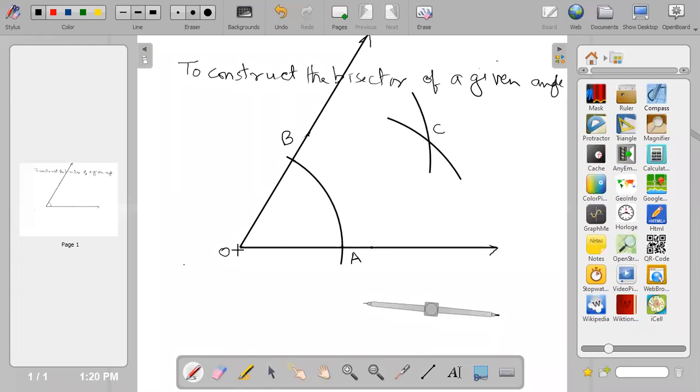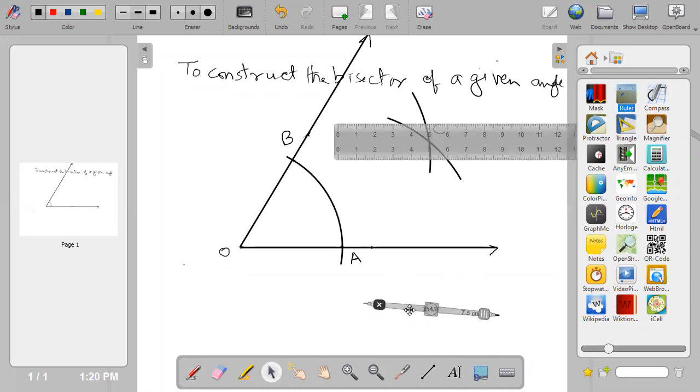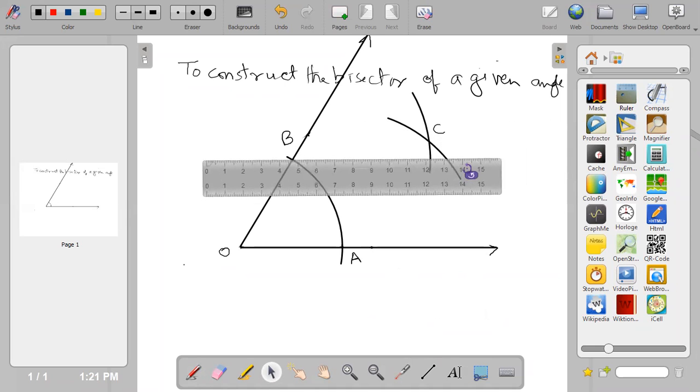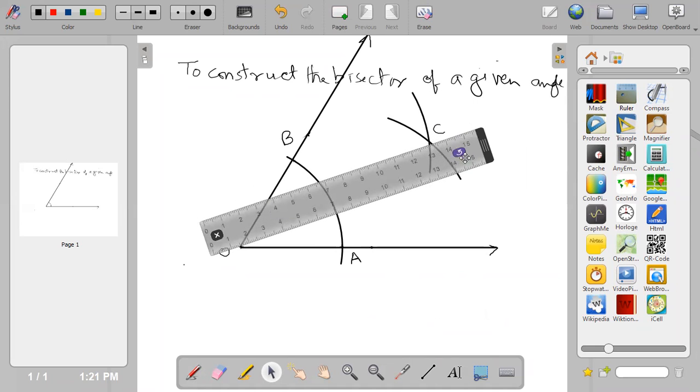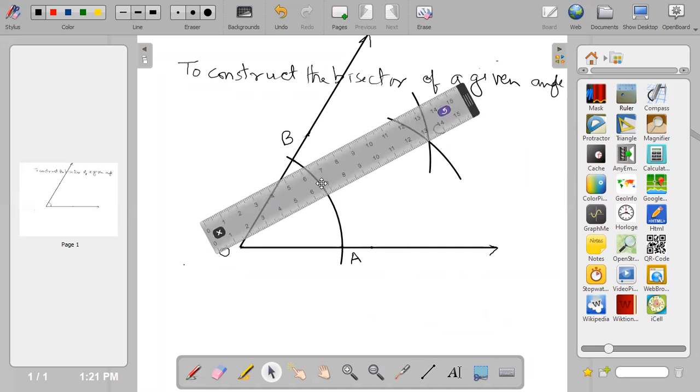Now we have to draw a line which joins O to C. O to C. So take the ruler, this compass is no more required now. Bring the ruler here and put it at this point, and then move it so that the line passes through the intersection of the previous two arcs this way. Okay, and then you can draw the line.